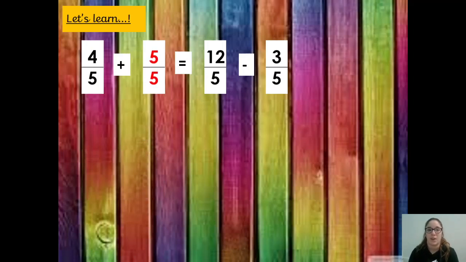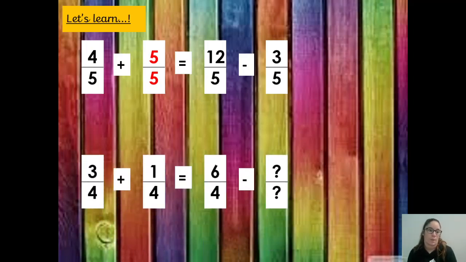Okay, it's 5/5, or a whole. So we've got 4/5 add 5/5 is 9/5. 12/5 take away 3/5 is 9/5. Okay, last one.